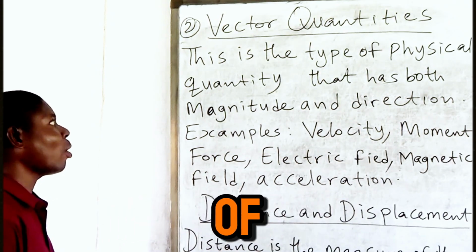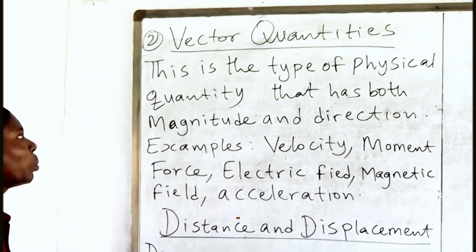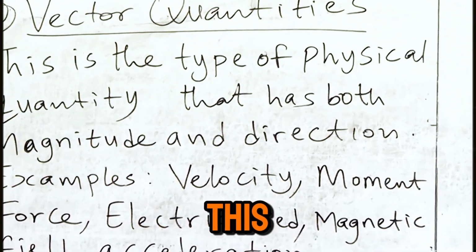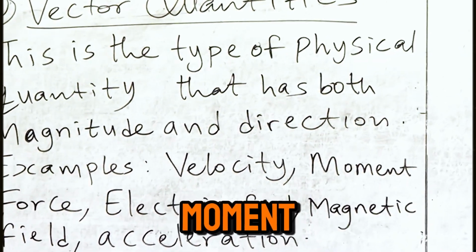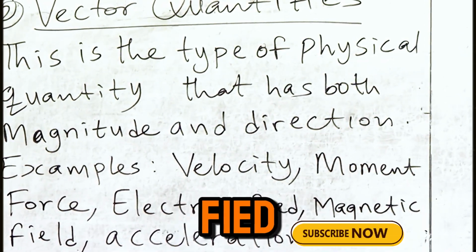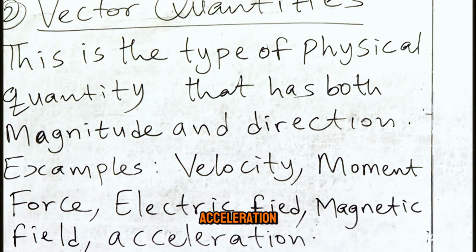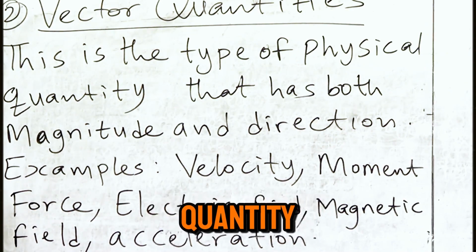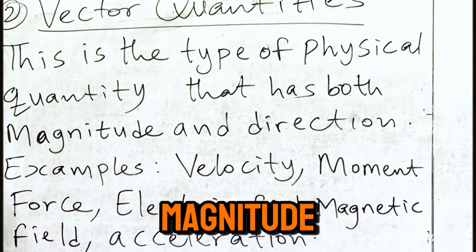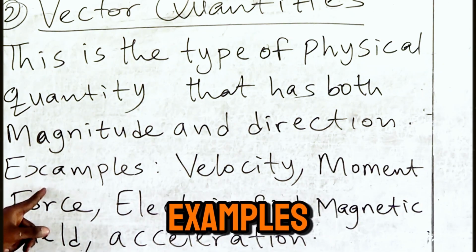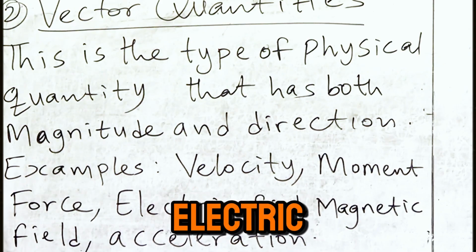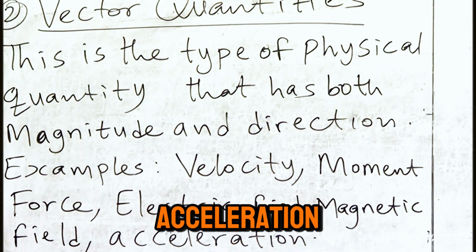What is vector quantity? This is the type of physical quantity that has both magnitude and direction. Examples: velocity, momentum, force, electric field, magnetic field, acceleration.